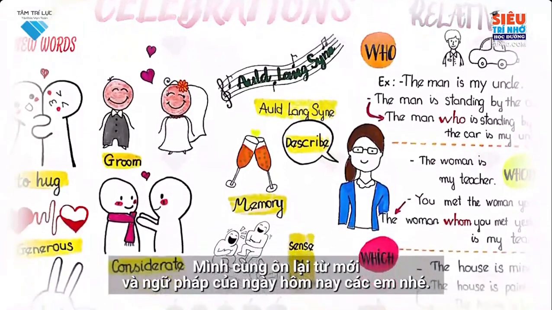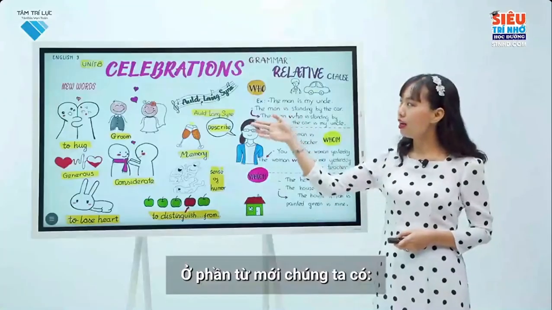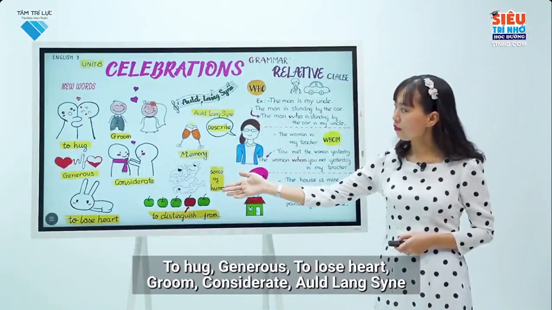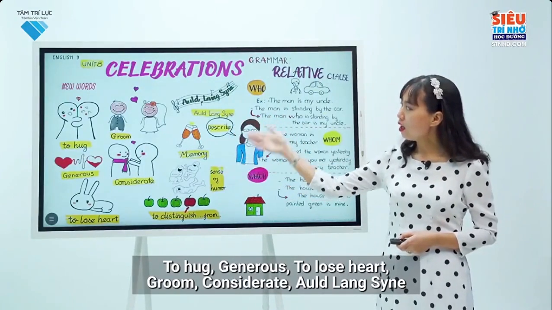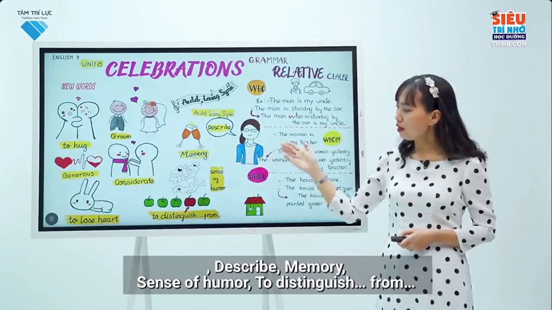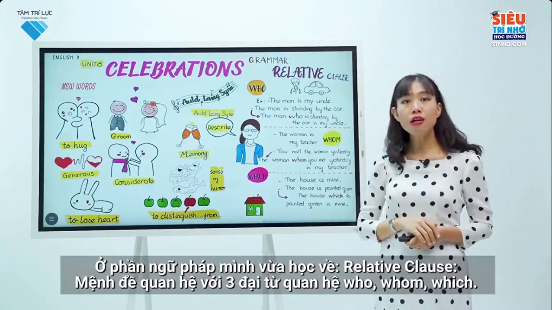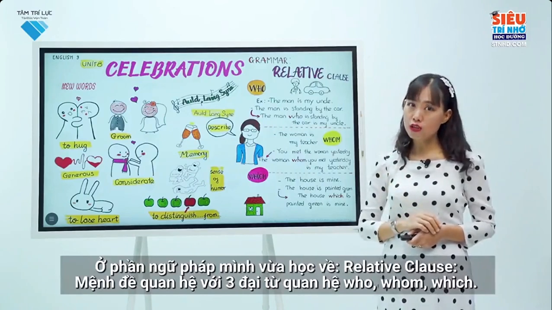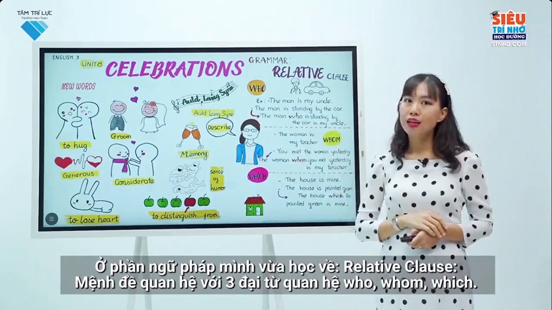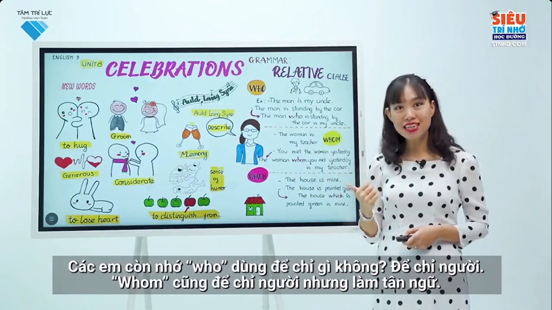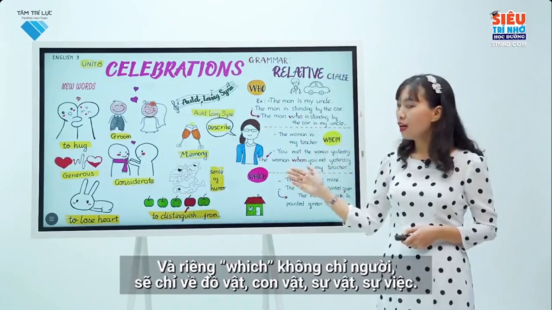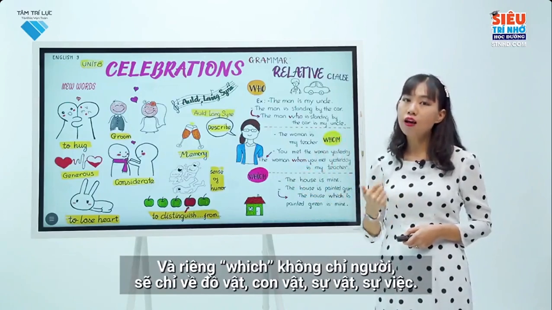Let's review today's new words and grammar. In new words, we have to hug, generous, to lose heart, groom, considerate, Auld Lang Syne, describe, memory, sense of humor, to distinguish from. In the grammar part, I just learned about relative clause with three relative pronouns, who, whom, which. Do you remember what who refers to? It refers to humans. Whom also refers to people, but it modifies the object, and which refers to an object, an animal, a thing, an event.